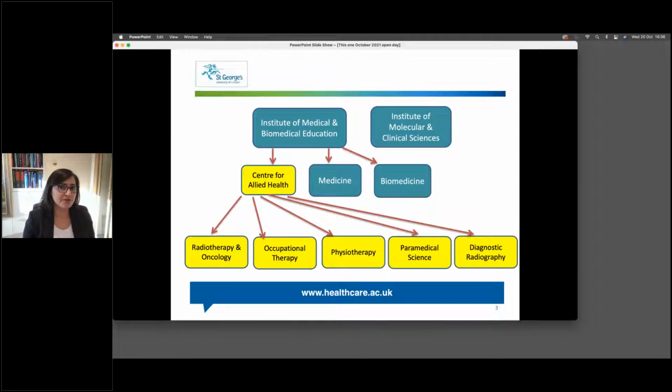So within the university, we are part of the Centre for Allied Health. So our section, or our department, is called Radiotherapy and Oncology. There's 5 sections within the Centre for Allied Health, of which one of them is us, and then we are part of the Institute of Medical and Biomedical Education.